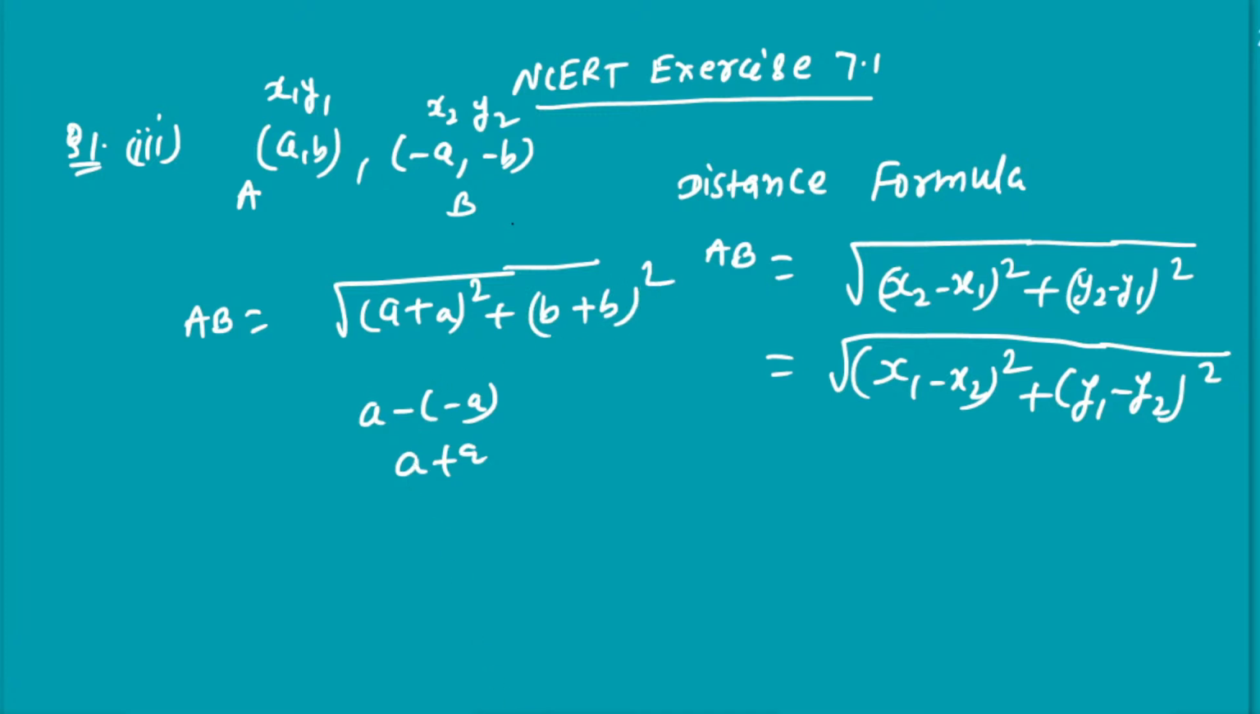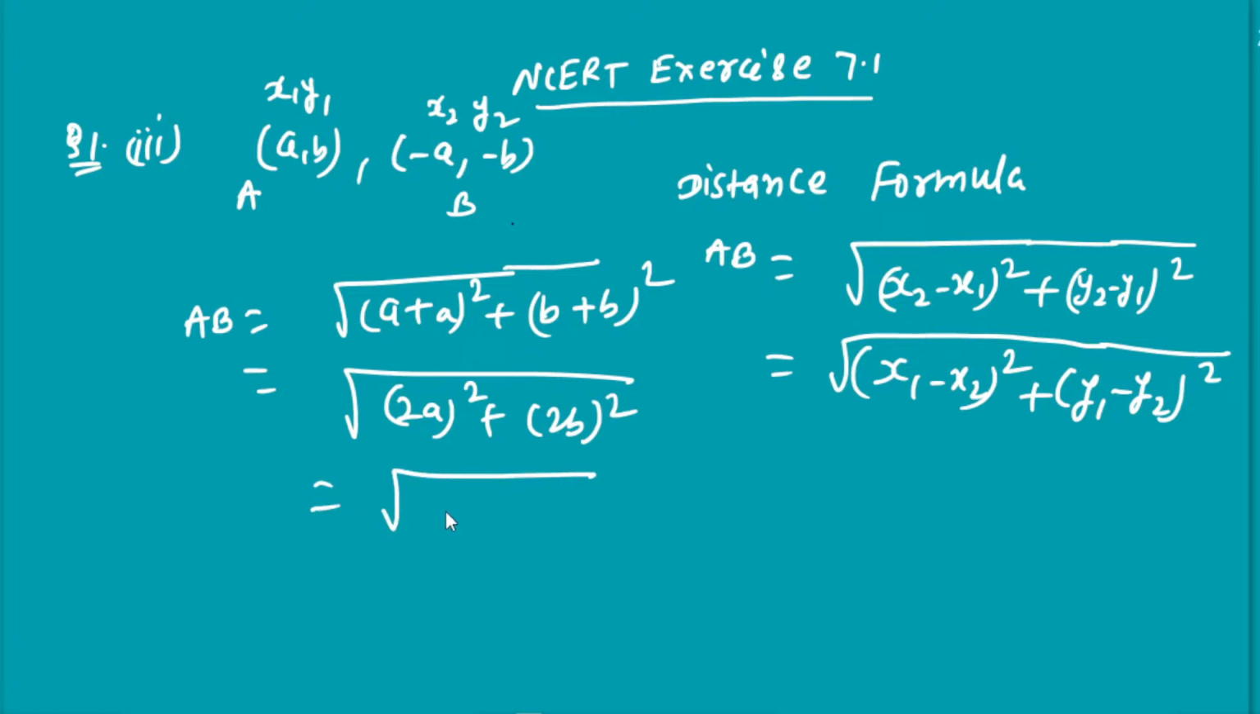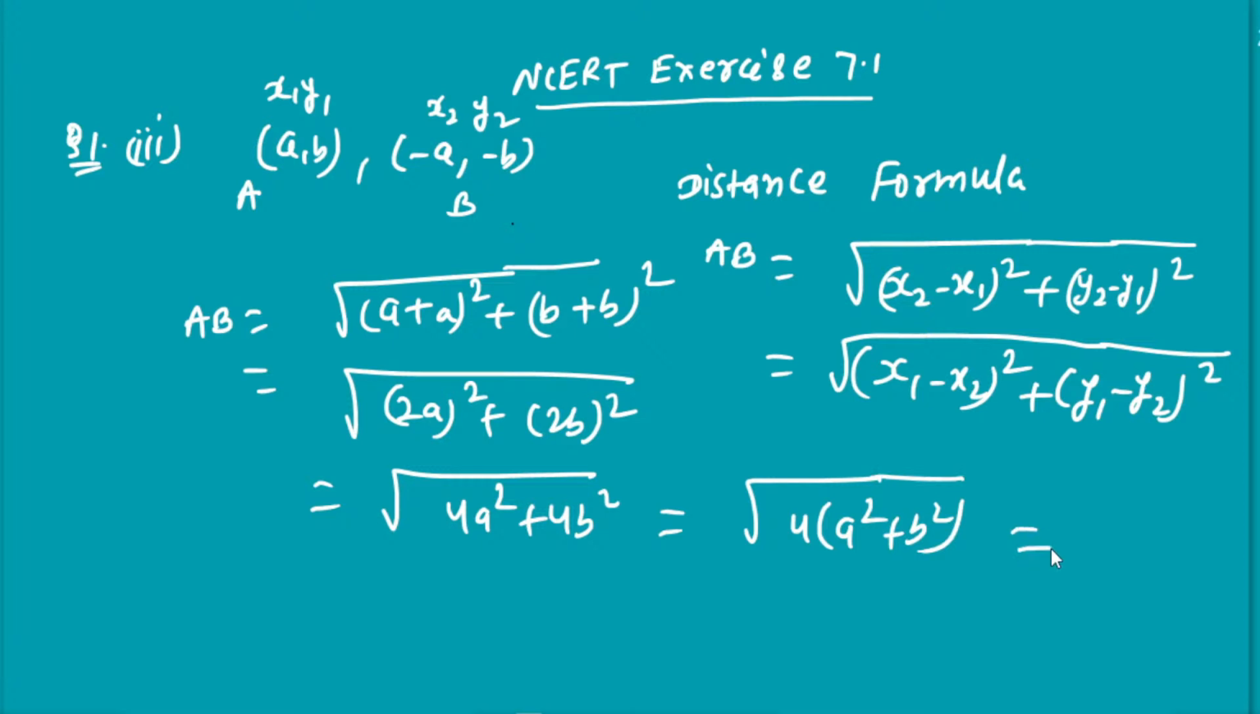In the same way, so here I am going to write this is 2a whole square plus 2b whole square. So what do you see here? This is 4a square and then 4b square. And this 4 is common, so it is 4 times a square plus b square. So 4 will be taken outside as 2, and this is 2 under root a square plus b square. This is the final simplification, and you can write it.